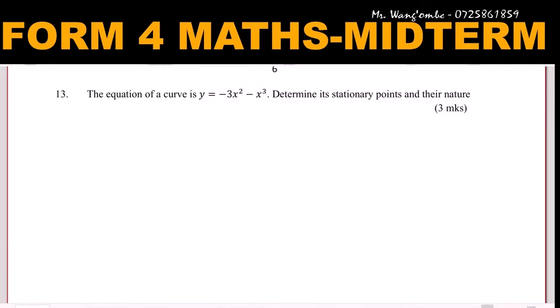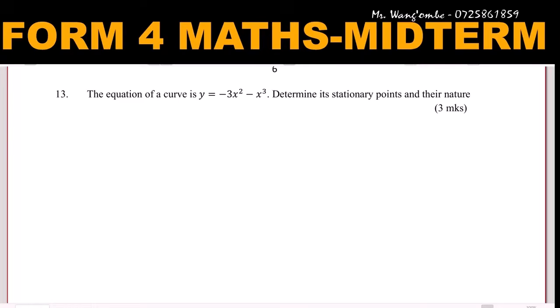Question 13. The equation of a curve is y equals negative 3x squared minus x cubed. Determine its stationary points and their nature. So there are two questions here. One is determining the stationary points, and the second one is determining their nature.